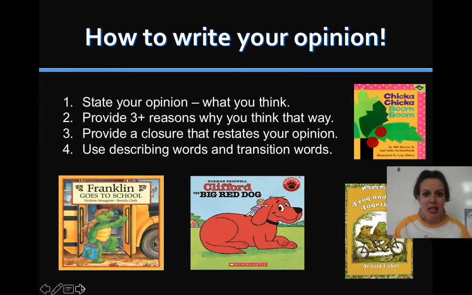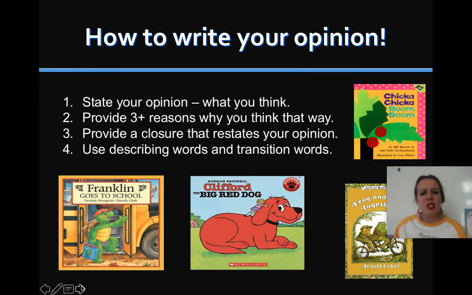Step number 2 in opinion writing is that you are able to provide at least 3 reasons for why you feel however it is that you feel. Step number 3 is that you should provide a closure that restates your opinion. So you start from the beginning, tell which one you might like the best, give 3 reasons why it is the best, and to end your writing, you restate your opinion. This is why I think Franklin Goes to School is the best, or whichever one you chose.